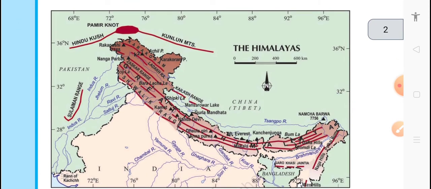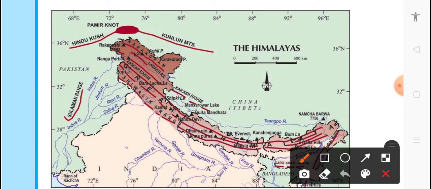So here you can see in this map, from here to here, this is north to east. We have the Himalayan mountains from Kashmir to Arunachal Pradesh, and they have three kinds of Himalayan ranges. And here you can find the Indus Valley, and here in the east the Brahmaputra River.